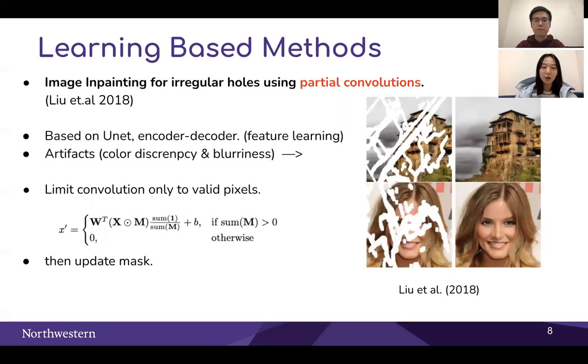Image inpainting for irregular holes using partial convolution was proposed in 2018. It is based on the UNet encoder and decoder architecture to learn the features. Some previous work may suffer from artifacts, that is, color discrepancy and blurriness. To solve this problem, this work used partial convolution, that is, to limit the convolution only to valid pixels and then update the mask. The result picture shows its power in generating novel pixels and filling in large gaps.